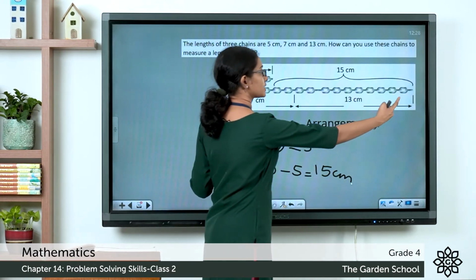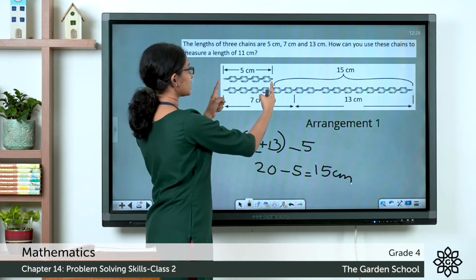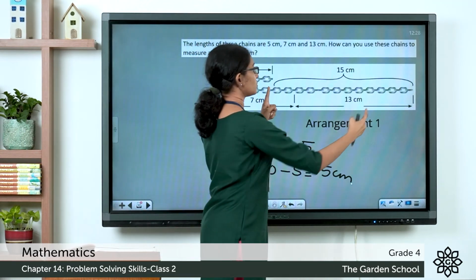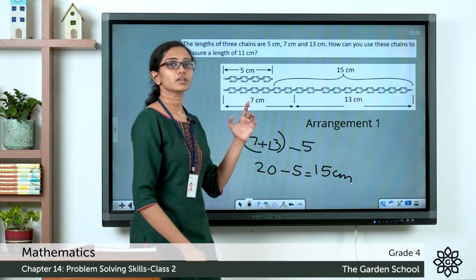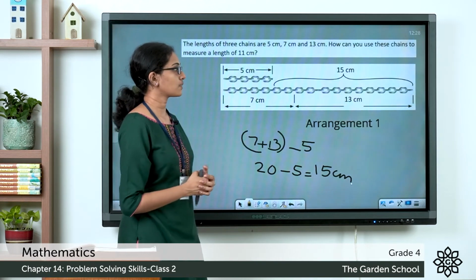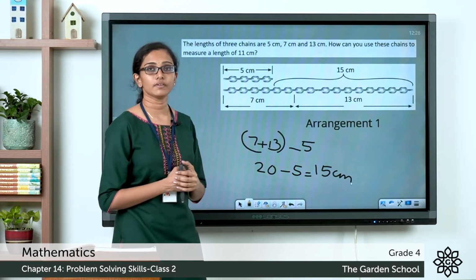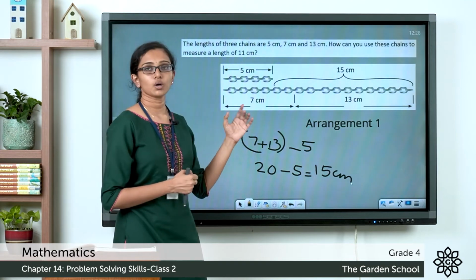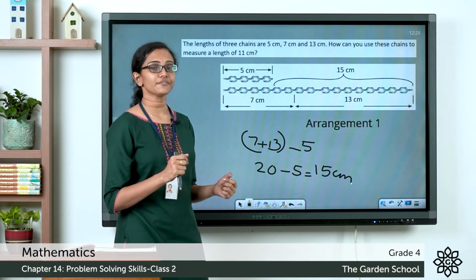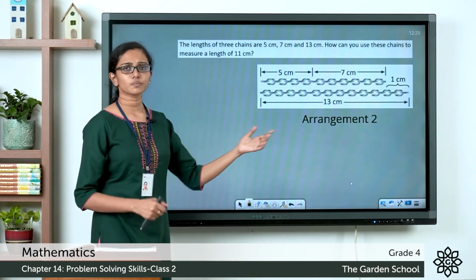So, till here it is 20 centimeter and till here it is 5 centimeter. So, from here to here it will be 15 centimeter, 20 minus 5. But we are asked to measure 11 centimeter. So, this arrangement will not work. So, let's see a different arrangement. Let this be arrangement 2.